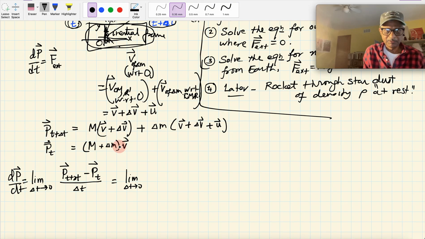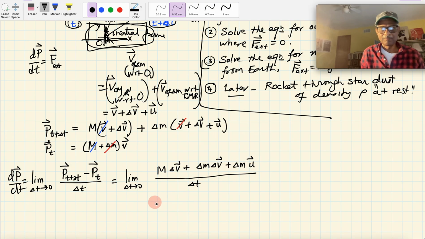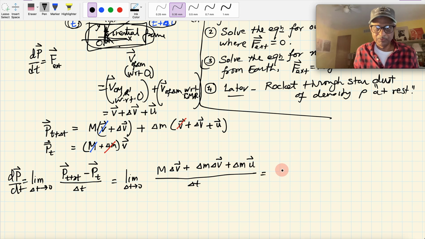So this part and this part cancel out. This part will cancel this part out, and delta m times v, this part will cancel this part. So we are left with m delta v plus delta m delta v plus delta m u, over delta t. Okay, so the first one, let's separate the terms out.